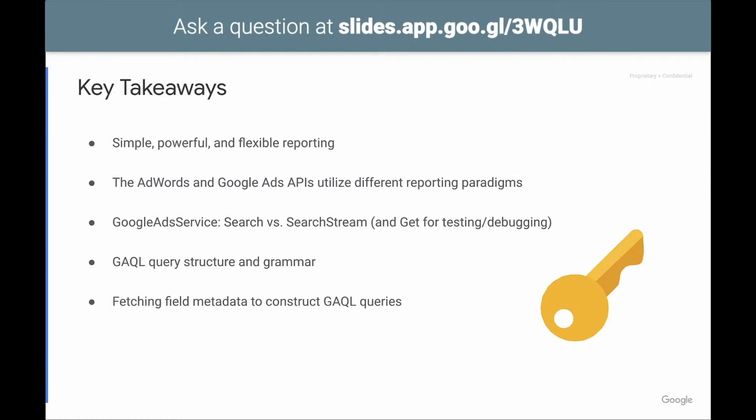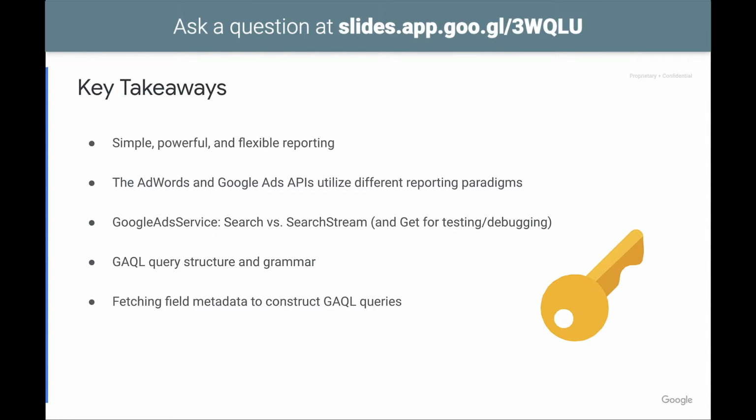And to that end, the AdWords API and the Google Ads API utilize different reporting paradigms. If you are using the AdWords API and are going to migrate to the Google Ads API, we will recommend that you rebuild this from the ground up. This isn't just a syntax shift. It's really a new paradigm. So you're best off not building a shim or translation layer or something like that.